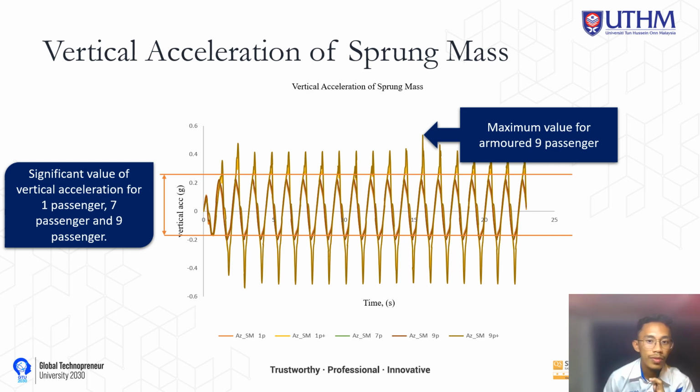For the armored vehicle, there is a pattern in the graph where at 2.5 seconds the value of vertical acceleration is the highest from 0 seconds to 5 seconds, and then it decreases until 10 seconds, then the value of vertical acceleration of sprung mass becomes the highest value.